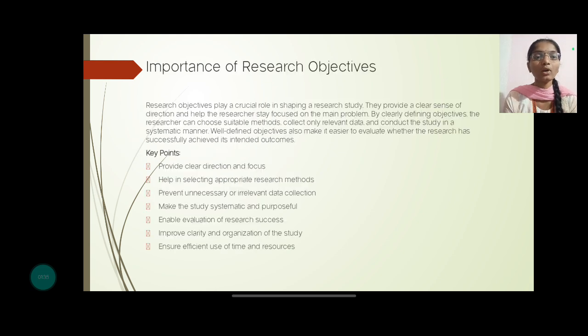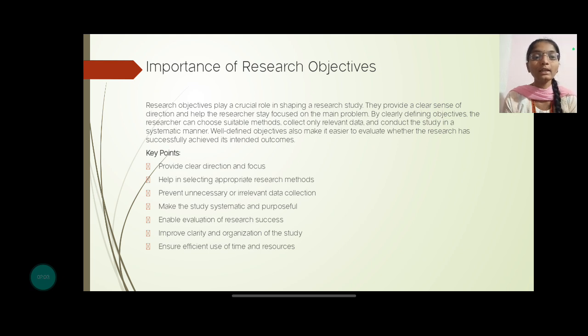The main importance of research objectives is that they provide clear direction and focus. They play a crucial role in shaping a research study. By clearly defining objectives, the researcher can choose suitable methods, collect only relevant data, and conduct the study in a systematic manner. Well-defined objectives also make it easier to evaluate whether the research has successfully achieved its intended outcomes.